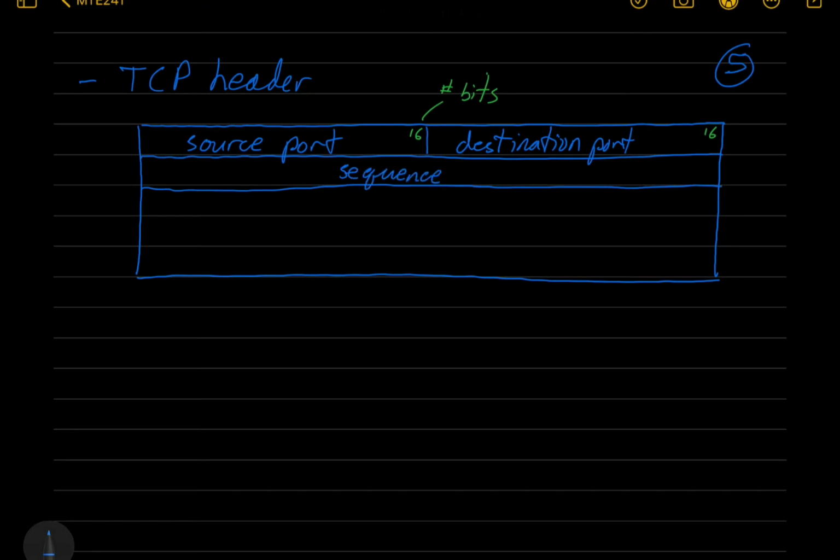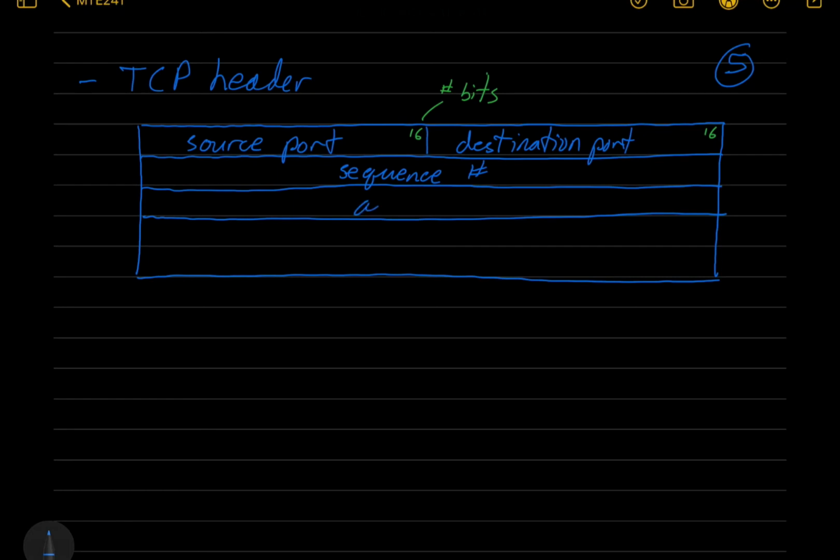So when a TCP connection is established, the client generates a random sequence number for security reasons, and it increments it with each segment that it sends, and the server does likewise. It generates a random sequence number and it increments that with every segment that it sends.